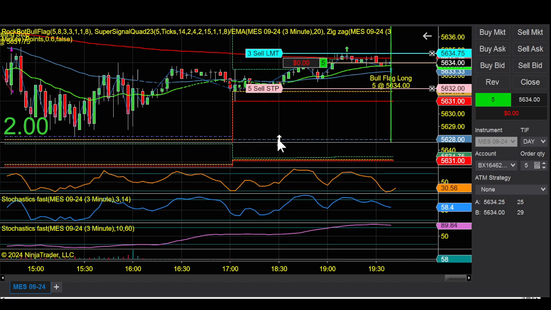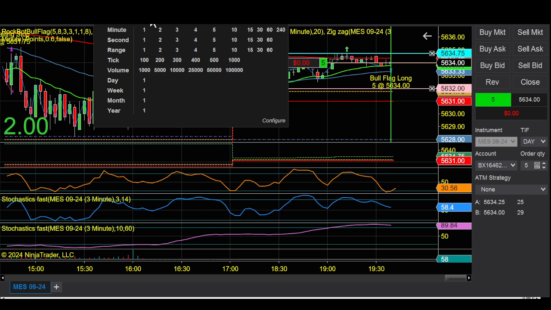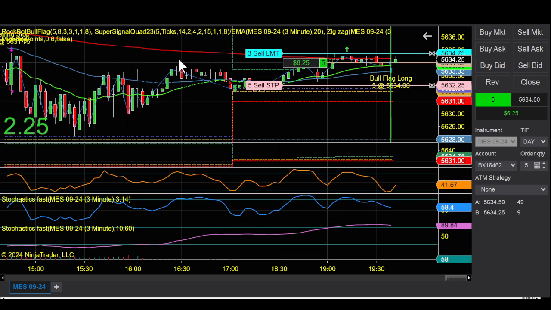What else do we have? We're going to show you something else. Oh, I was going to show you different time frames. So, 300 tick we use a lot on the super signal.